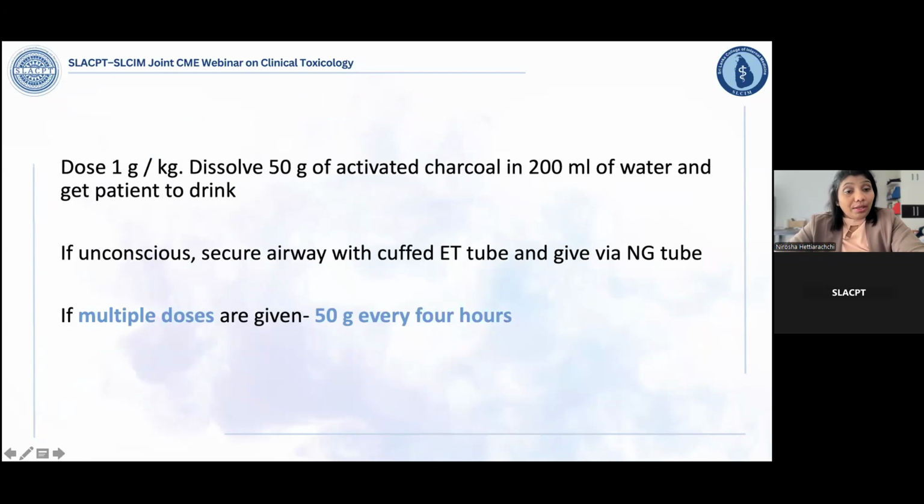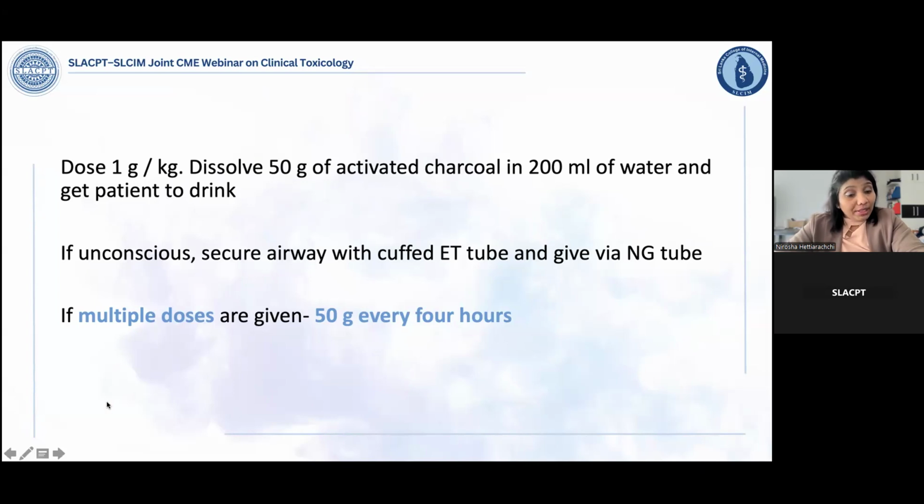Dose is usually 1 gram per kg. Usually the bottle comes with 50 grams of activated charcoal. Maximum is 50 grams. Usually you dilute in 200 ml of water, dissolve it, and get the patient to drink it. So if the patient is unconscious, of course, you need to put the ET tube. After cuffing it, you give the activated charcoal via the NG tube.